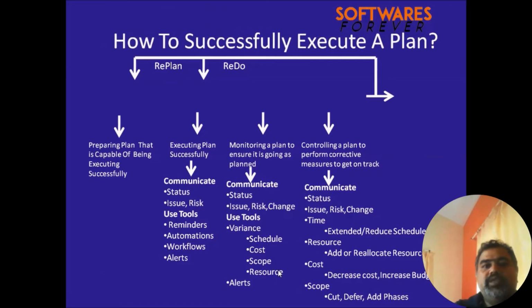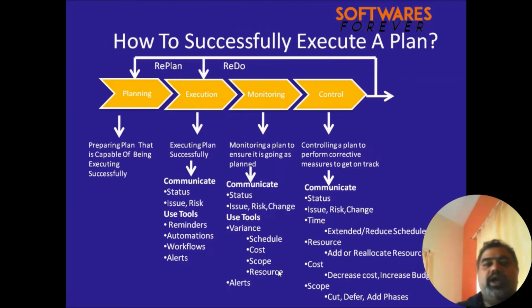So here we'll see how we can successfully execute a plan. In the last stage, the planning stage, we prepared a plan which is useful for us to execute this project. So in the execution stage, we will execute the plan, as per the plan, so that all the deliverables are completed. We will see the status, how everything is executing, and whether there is an issue or risk while executing.